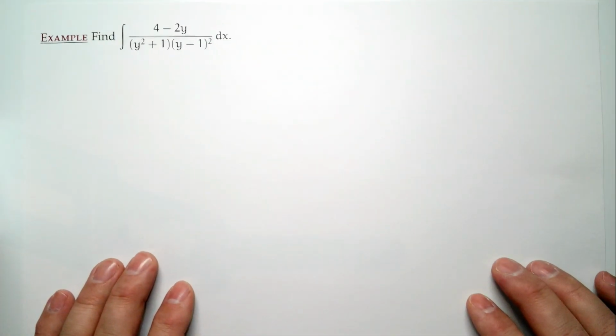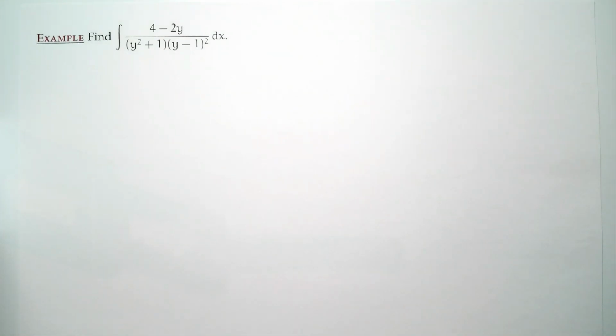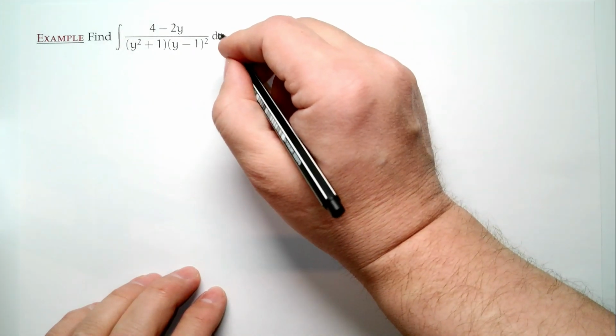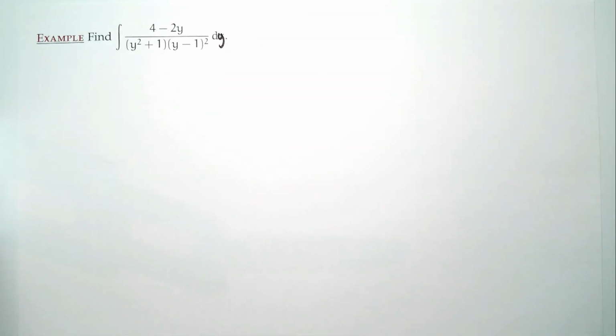Let's try this one. I think this one will be good for us to sort of remember what to do. Find the integral of 4 minus 2y divided by (y squared plus 1) times (y minus 1) quantity squared. And I see a typo here. It's supposed to be dy. There we go. All right.